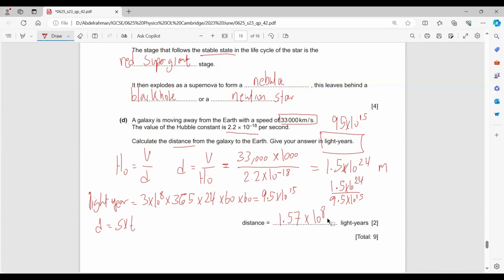Are you sure it's 8? If you round it, it comes out as 1.6. The power is 9. Yes, it's 10 to the power of 9. Just make sure you calculated it as times 10 to the power of 9, not 8. That's it.